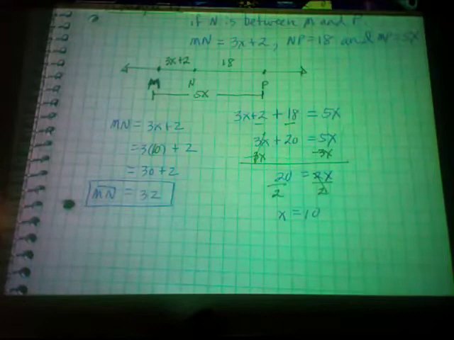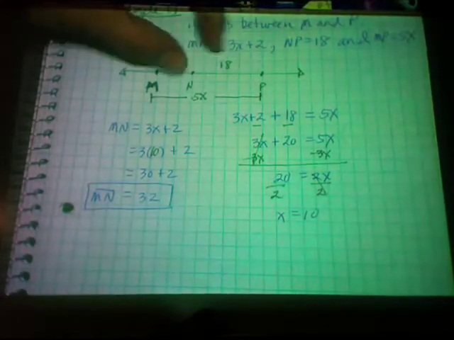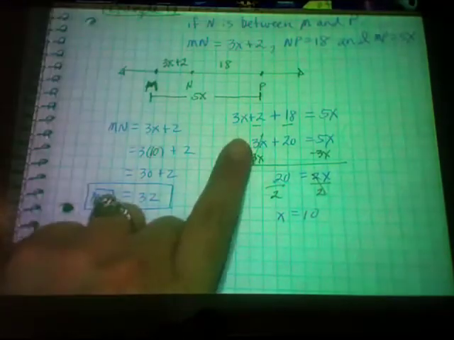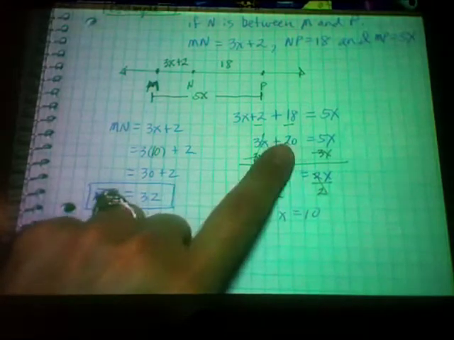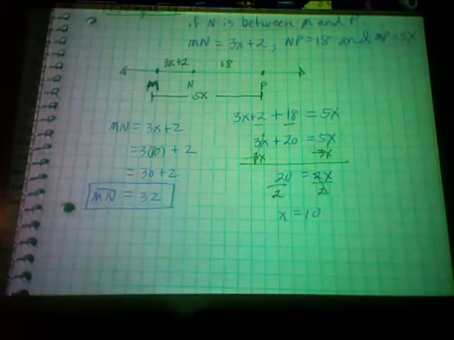Not all of them are like that, but many of them are. So your whole goal is to find what each of the smaller segments is equal to, and what the whole big segment is equal to. The Ruler Postulate says add those two smaller segments and set it equal to the bigger one. So we're using that postulate to set up our equation to solve.